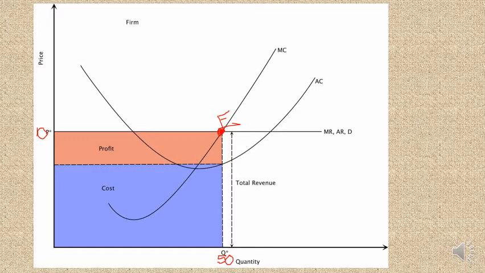So your total revenue, we said, is your average revenue at equilibrium multiplied by the quantity. So total revenue is the price, 10 Rand, multiplied by quantity of 50, which is 500 Rand. And remember, profit is equal to total revenue minus your total cost.